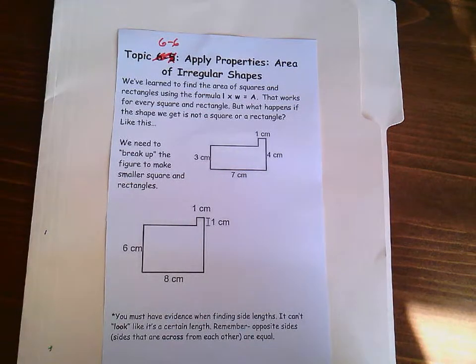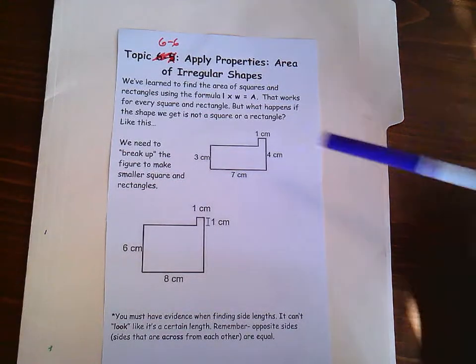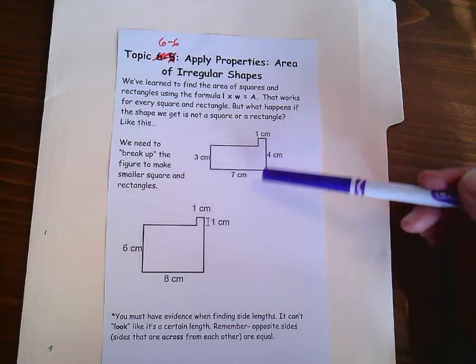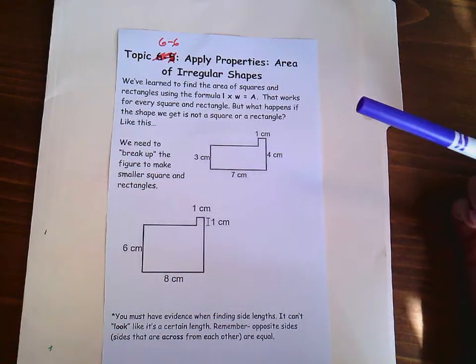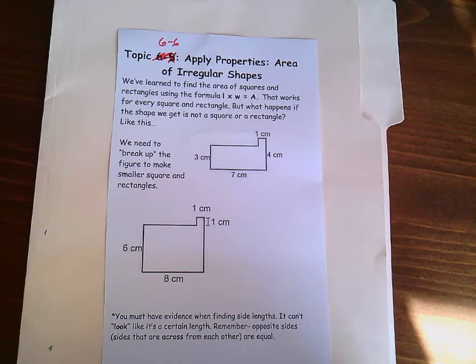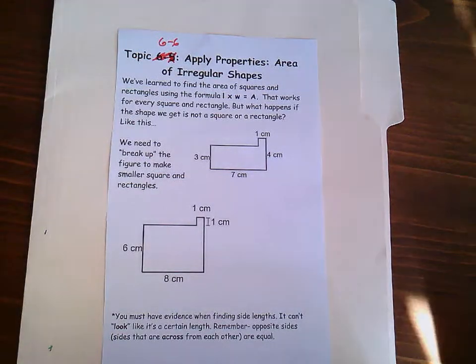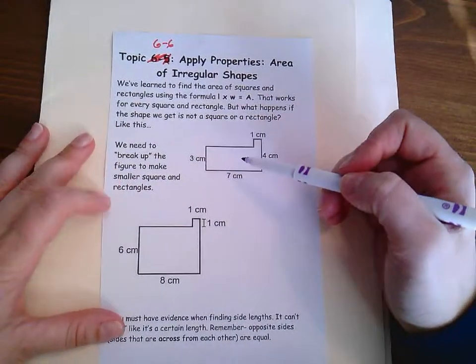Okay, so let's go ahead and get started. And now we're still going to be applying properties. And we already know that the distributive property tells us we can break a larger fact into 2 smaller ones and we'll still get the same product. And in this case, we're going to be taking these shapes that are not perfect rectangles or squares, and we're actually going to break them up a little bit to figure out what the area is of those smaller shapes, and then we'll add them together to find the total.